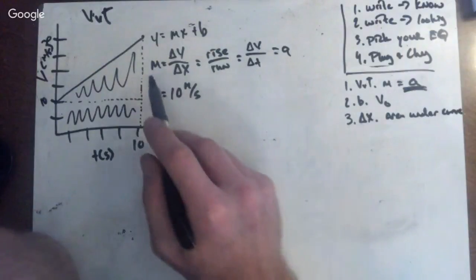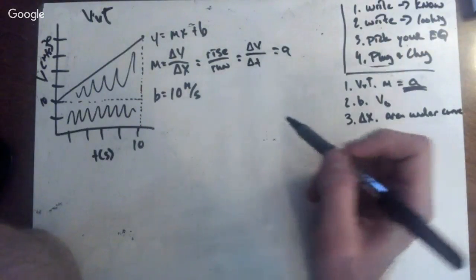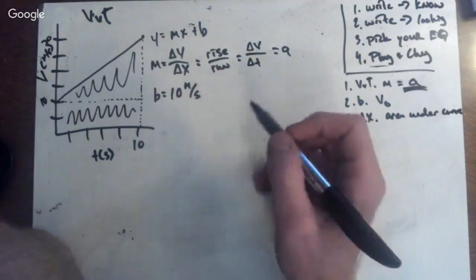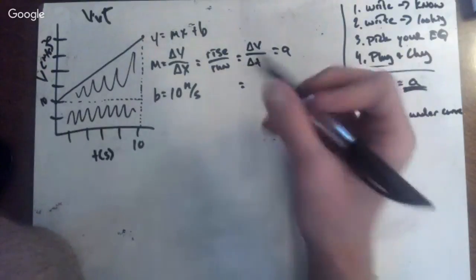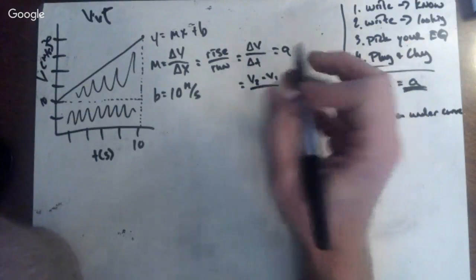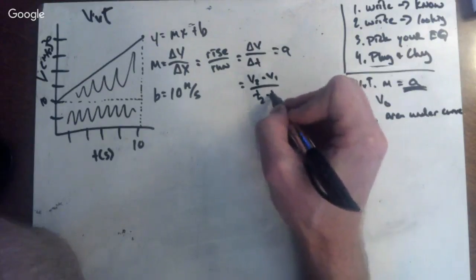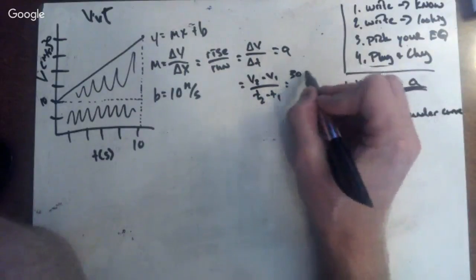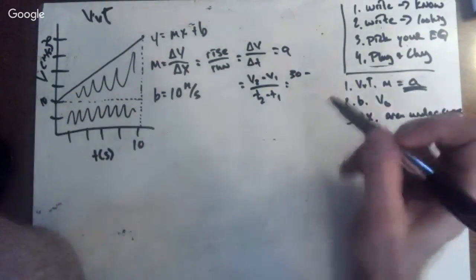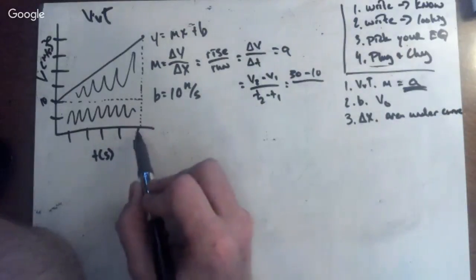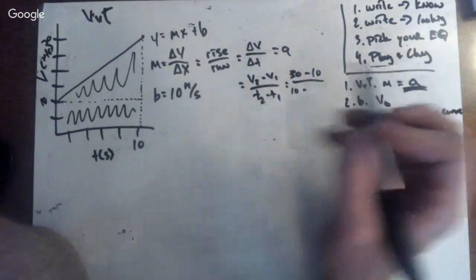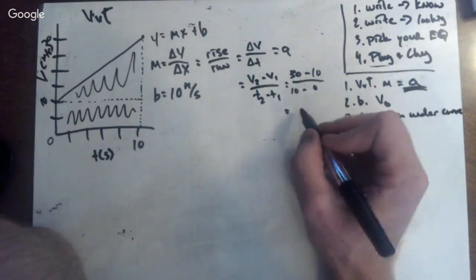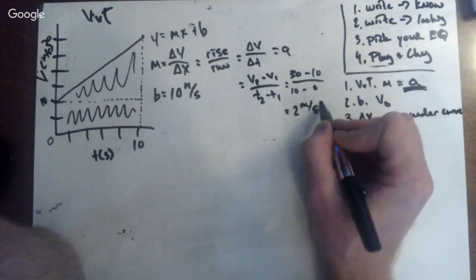Okay, so what we have here is an equation for calculating our acceleration, our slope of the line. We've already written down our y-intercept. So our change in velocity is going to be v2 minus v1 over our change in time, or t2 minus t1. Now v2, our final velocity, is way up here at 30. Our initial velocity is way down here at 10, so 30 minus 10. Our final time is over here at 10, and our initial time is over here at 0. So we have 20 divided by 10, or 2 meters per second squared.